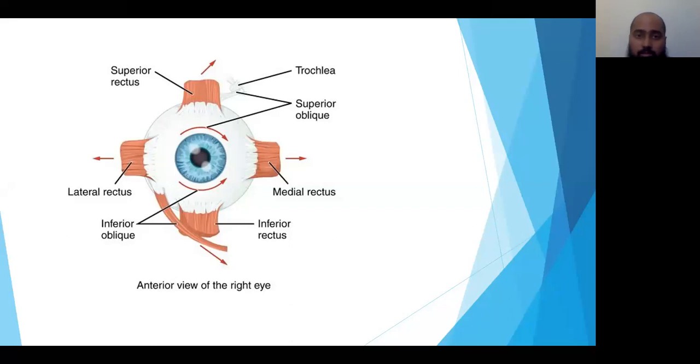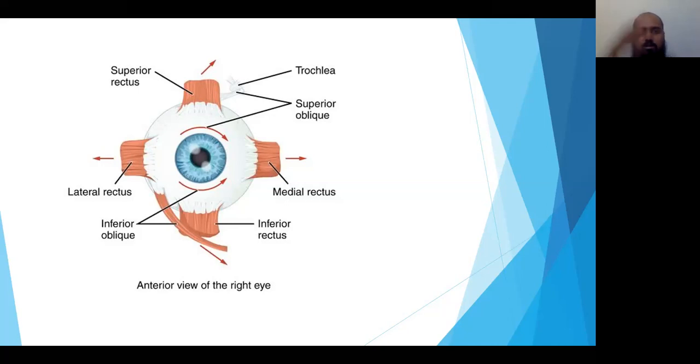Along with this, we have 2 other muscles, which are oblique muscles. Why is it called oblique? Because it doesn't really act in one direction. Let's imagine what happens if this muscle is contracting and this muscle is relaxing. My eyes will go up. If this muscle is contracting and this muscle is relaxing, I will look down. If I'm looking towards this side, what happens? This muscle is contracting, this muscle is relaxing. Likewise, this muscle is contracting and this muscle is relaxing.